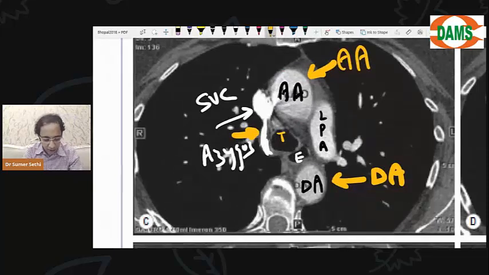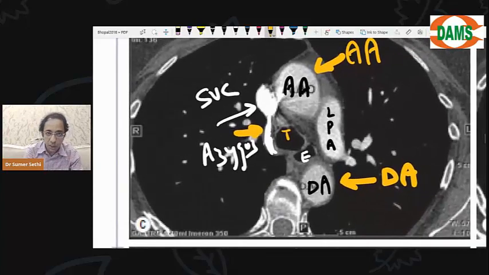We saw this is the left pulmonary artery. We can see the ascending aorta is anterior, descending aorta is posterior, and along with the ascending aorta you have the superior vena cava, and we saw the trachea, and behind the trachea the esophagus.